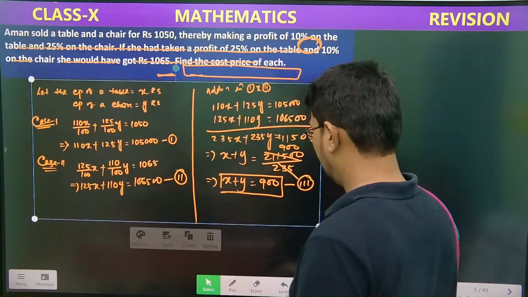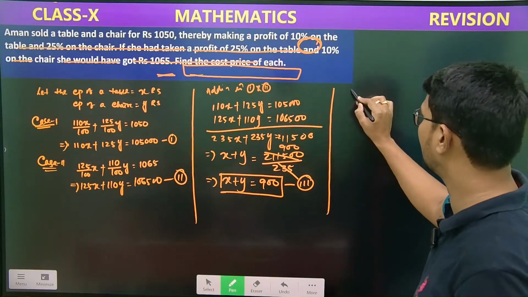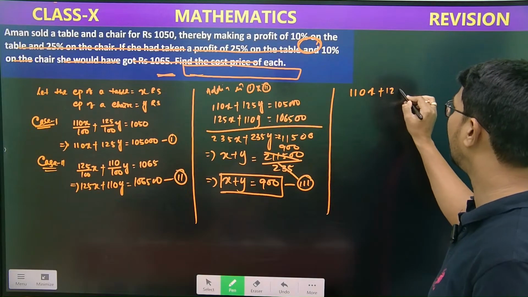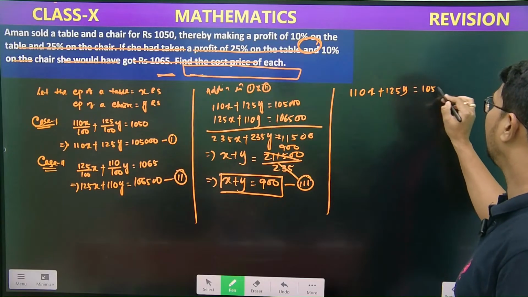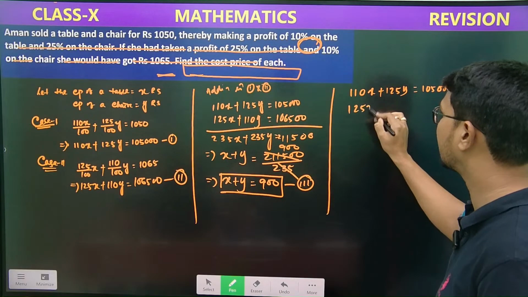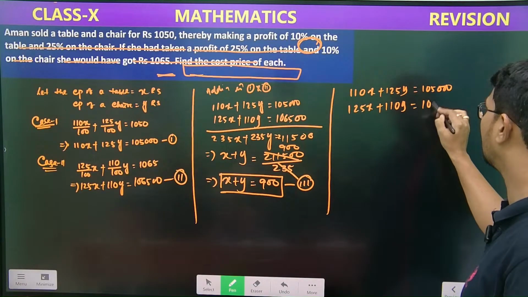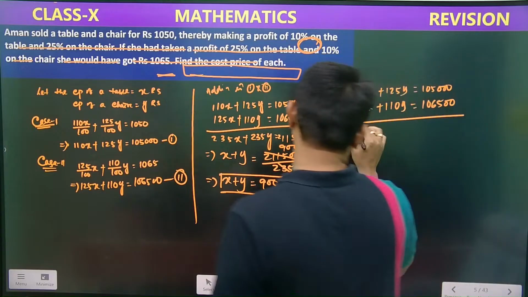Okay, now I'm solving. Subtracting those two equations, the same two equations. Equation: 110x plus 125y equals 105,000. And 125x plus 110y equals 1,065,000. Let us subtract. While subtracting, how much will we get?